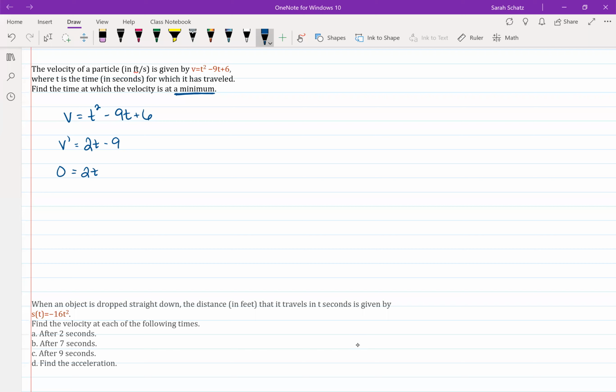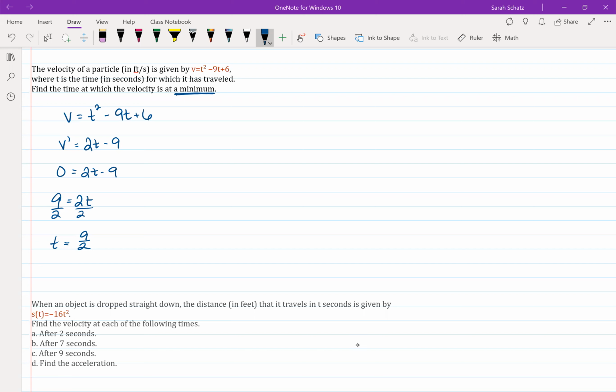There will just be one. Notice because your derivative is just t to the first, it's just linear. Add 9 to both sides and you'll get 9 equals 2t. Divide by 2. And you get t equals 9/2. And I would just leave it as 9/2. I guess you could make it a decimal if you want, but I would just leave it this way. Okay, so this is the critical point.